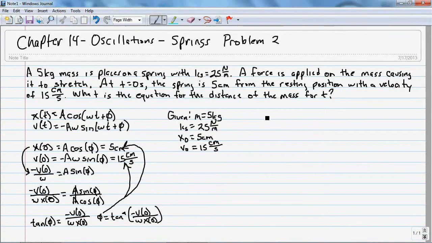Omega is equal to the square root of k of the spring over the mass, and that's equal to 25 newtons per meter over 5 kilograms. And the square root of that is equal to 2.236 per second.